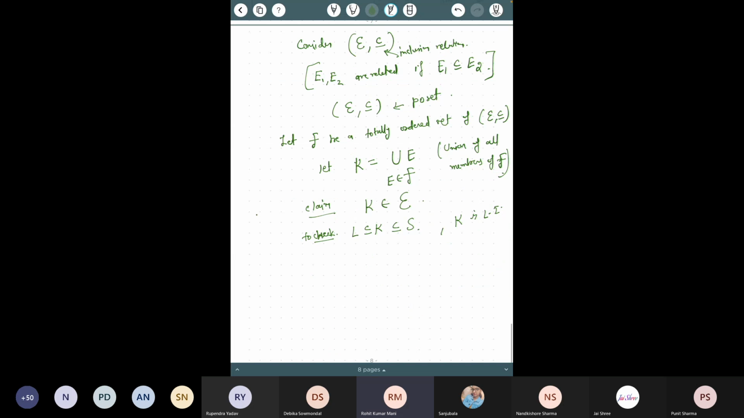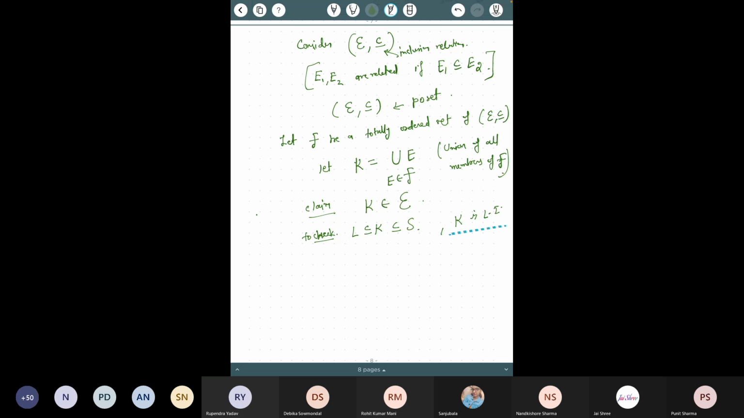Now, I'm taking the union of the members of this totally ordered set, not the poset. So if you take F, a totally ordered set, then take the union of all the members of F and call it K. Now I'll show that this K belongs to this E. In order to say that K belongs to E, I have to check two things, this and this.